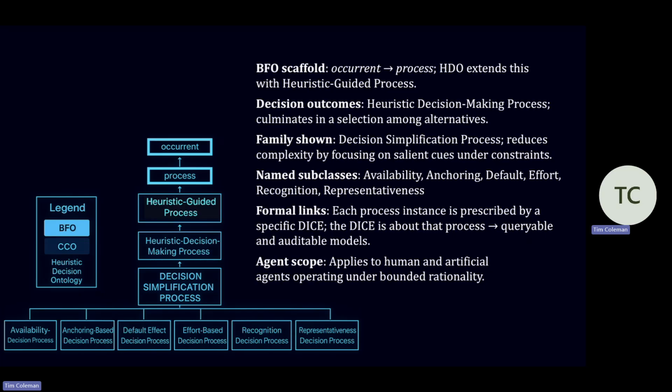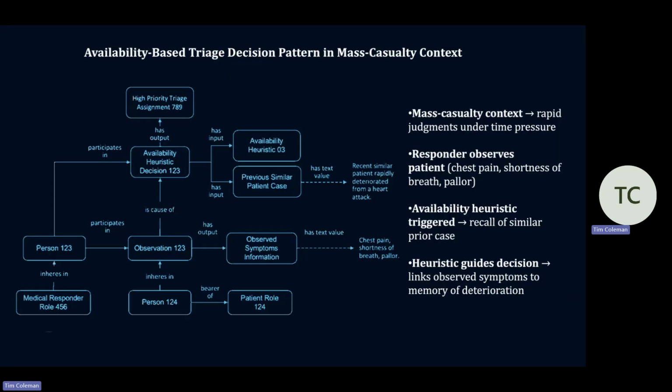And we've identified several named subclasses: the availability-based decision process, anchoring-based decision process, default effect decision process, effort-based decision process, recognition decision process, and representativeness decision process. Each of these subclasses is linked formally to the corresponding heuristic construction. We design these processes so that they apply not only to human agents, but also artificial agents. Any entity making bounded rational decisions, whether a medic, a commander, or an AI system, can instantiate a heuristic guided process.